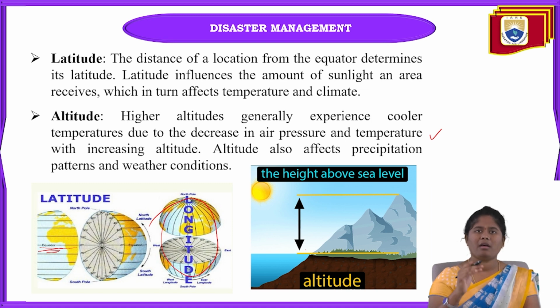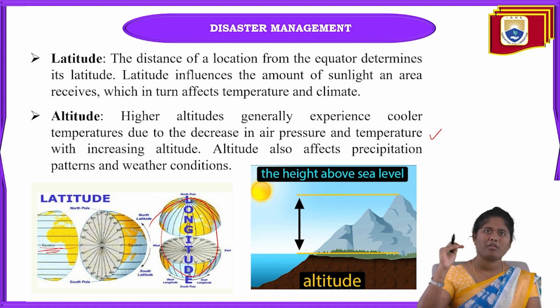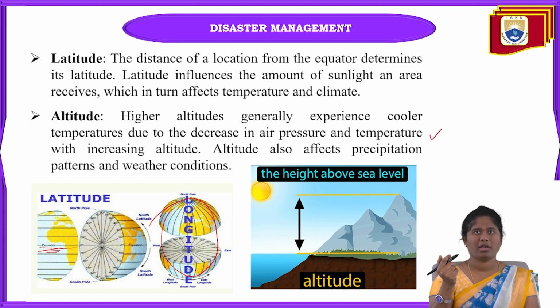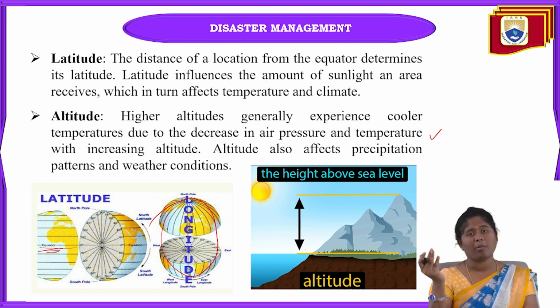Higher altitude means the height above the sea level is more, and generally at that area there will be cooler temperature because of the decreasing air pressure. If there is an increase in altitude, the temperature is going to change. So that's why altitude is also going to affect the precipitation and also weather conditions.